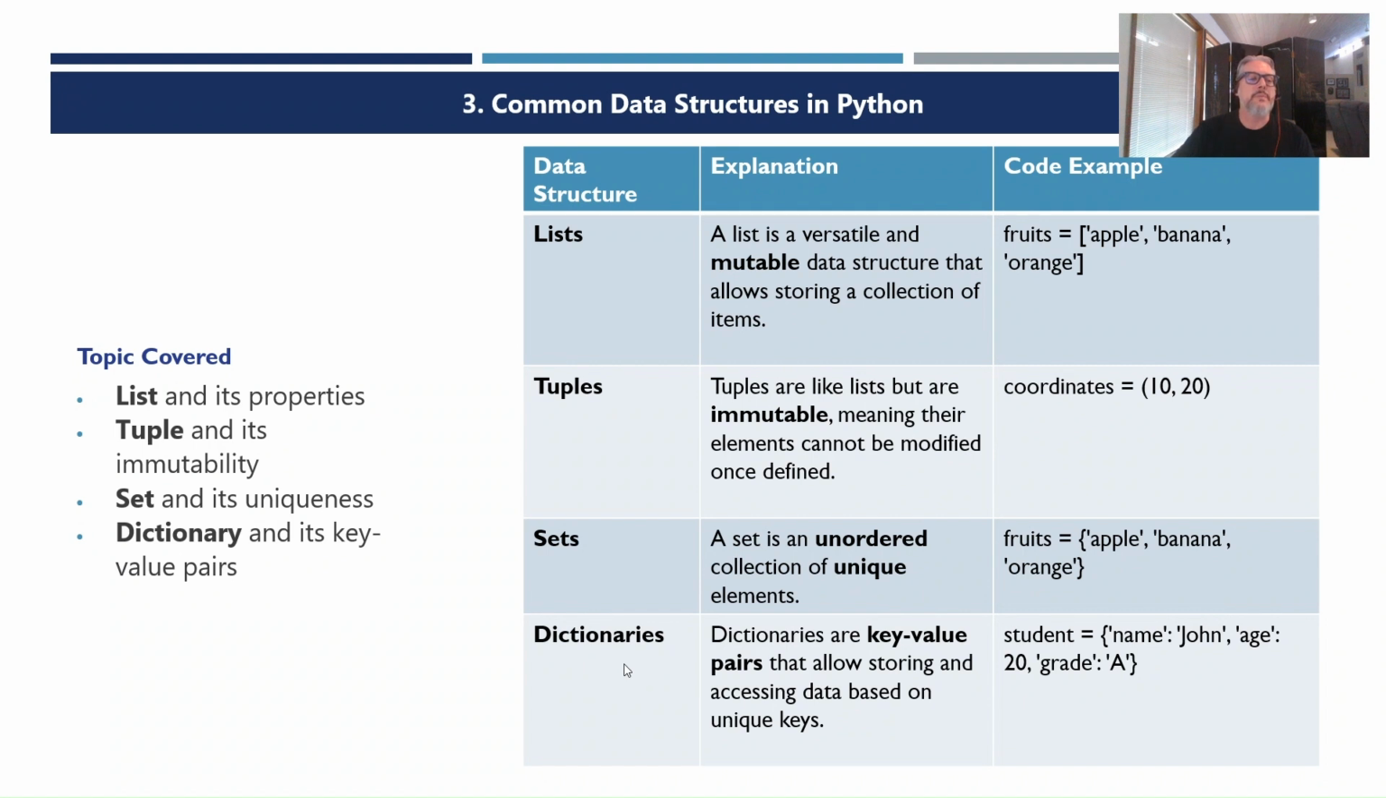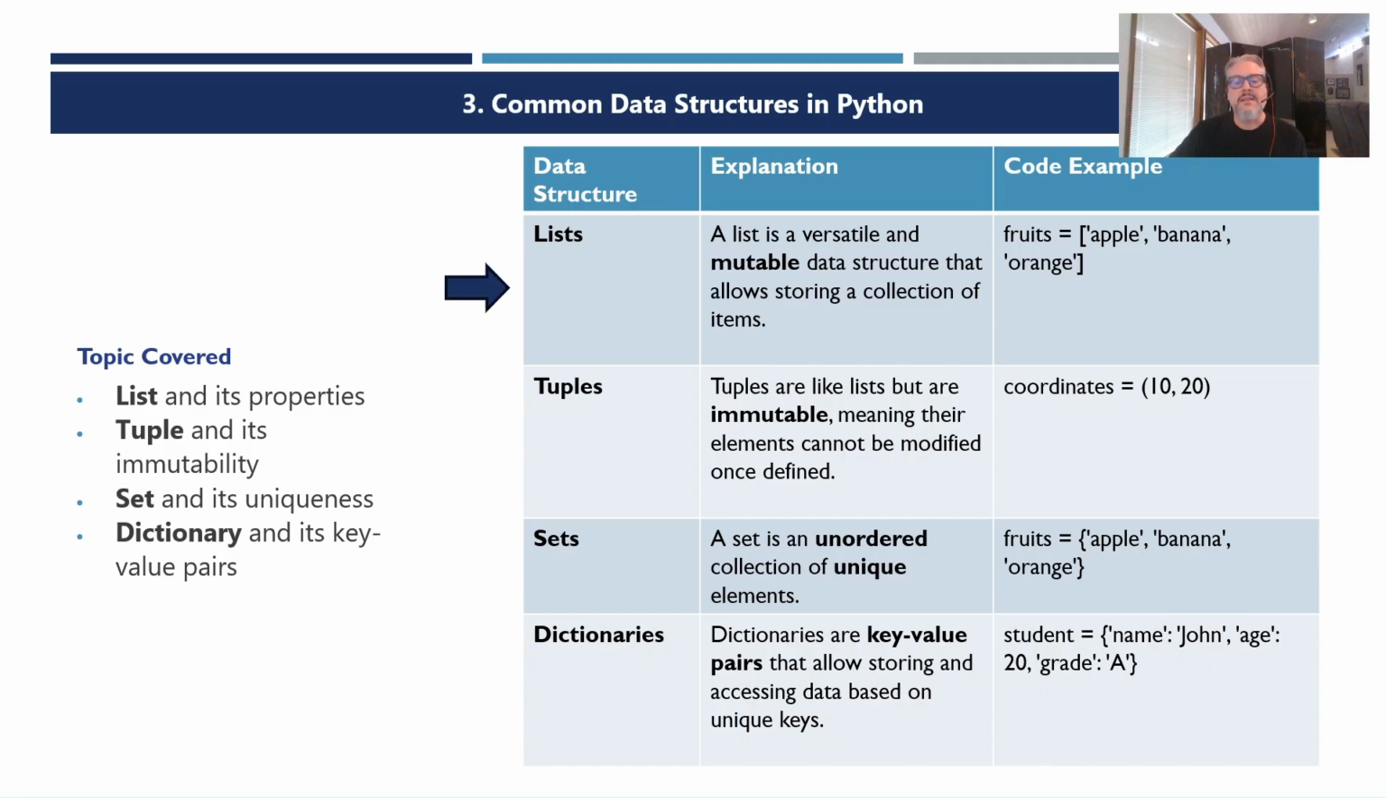Common data structures in Python. Lists, tuples, sets, and dictionaries. Here are some examples. In class 1, we had gone over basic built-in data types, which included integers, or ints, floats, strings, or strs, and booleans, or bools. Let's cover these four data structure types that are listed in the table.